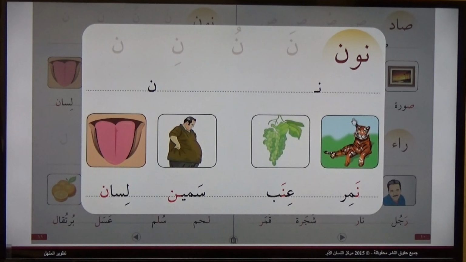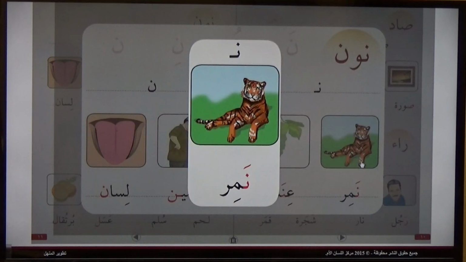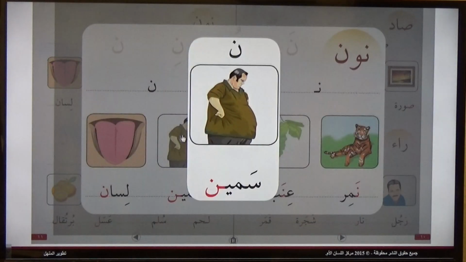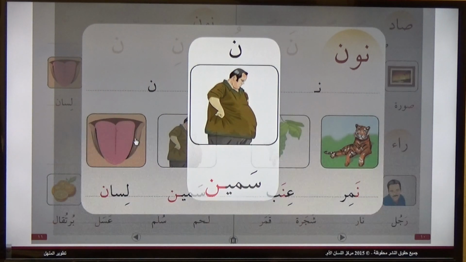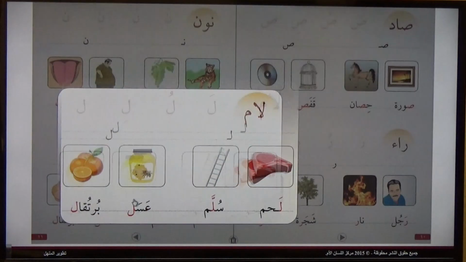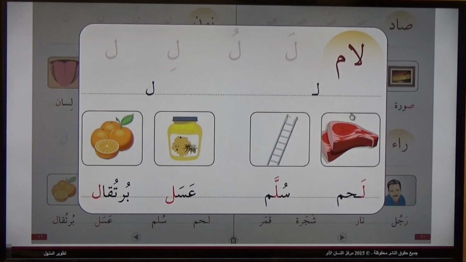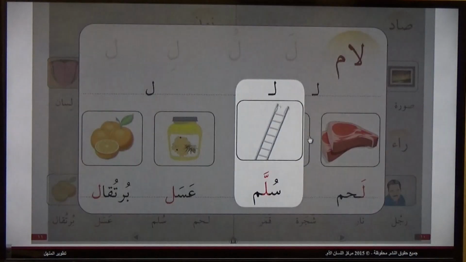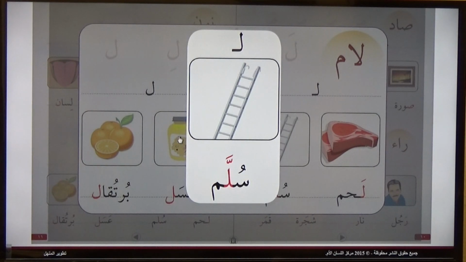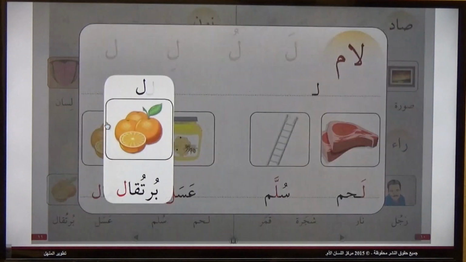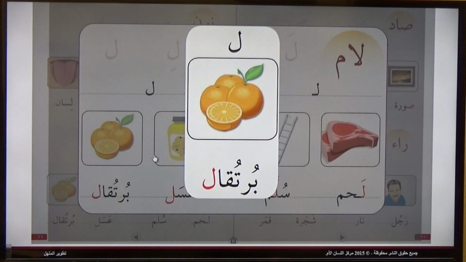The noon letter, حرف النون. نمر, tiger. عنب, grapes. سمين, overweight. لسان, tongue. The lam letter, لحم, meat. سلم, ladder. عسل, honey. برتقال, oranges.